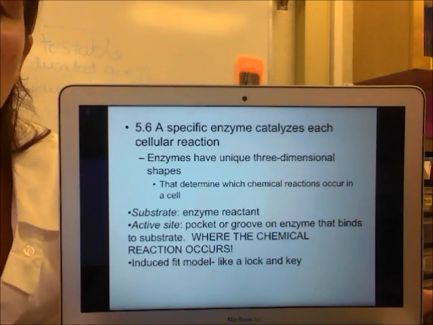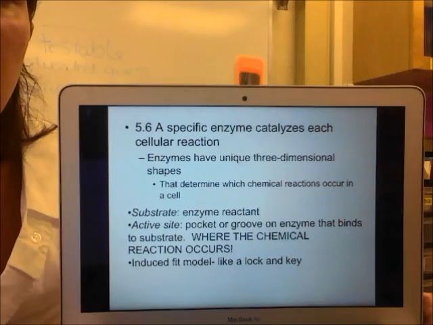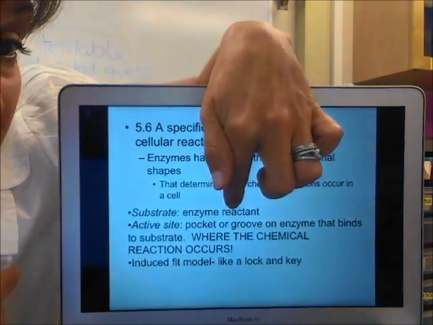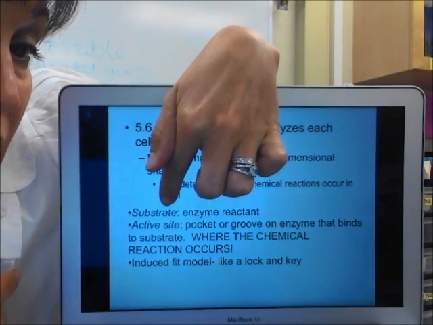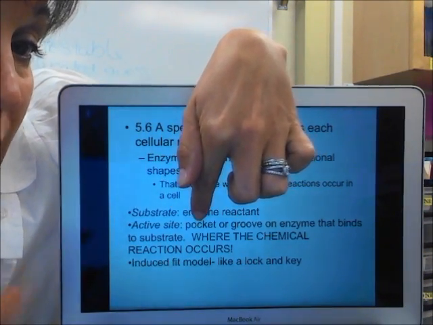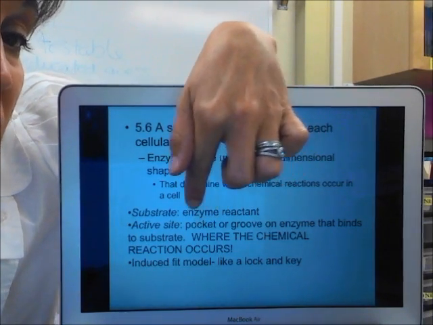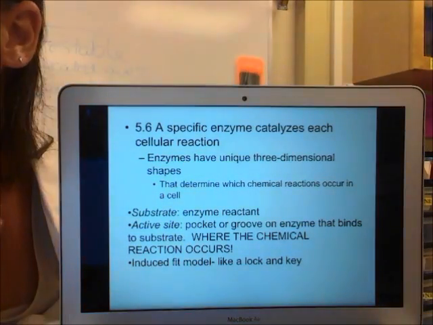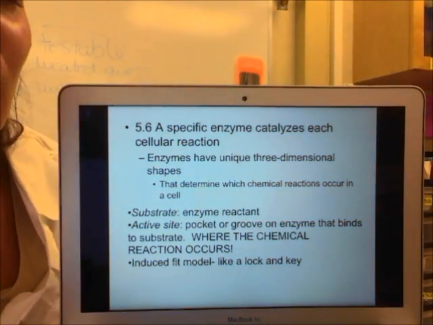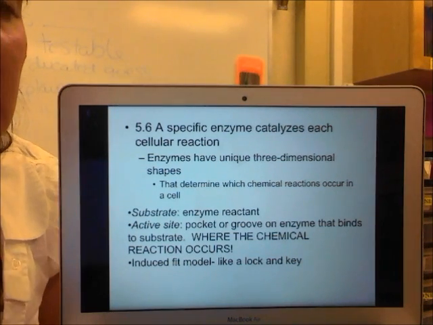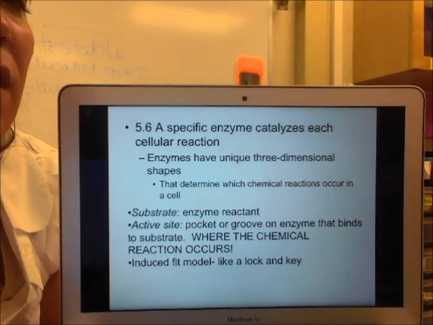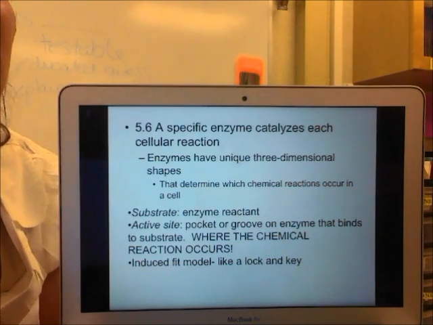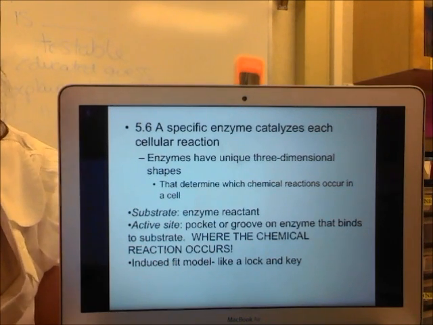When we talk about enzymes, we have new vocabulary that you have to become familiar with. For example, if we talk about reactants in a reaction, we now call them substrates. If we talk about the chemical reaction, the location in which it occurs becomes the active site. Because enzymes are very specific for what they do, we consider it to be like a lock and a key. There's only one key that fits in every lock. Therefore, there's only one substrate that can fit to the active site of an enzyme, which then allows only one chemical reaction to occur.